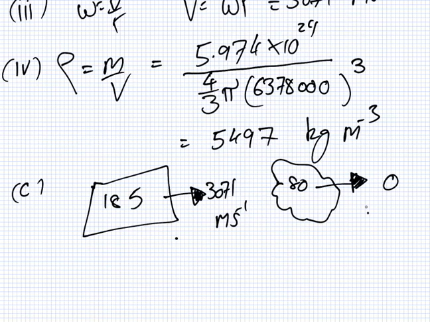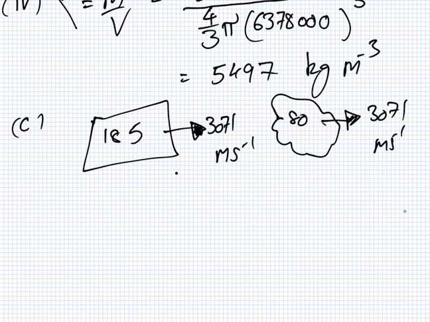Does it? Well, it should really be the same speed if it's been in orbit, isn't it? Yeah, same speed, so it's not 0. It is also 3071 meters per second. So what formula do I use here if I want to know the speed of when they're combined together? Conservation of momentum.